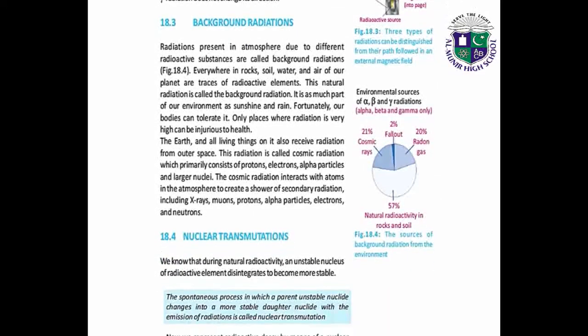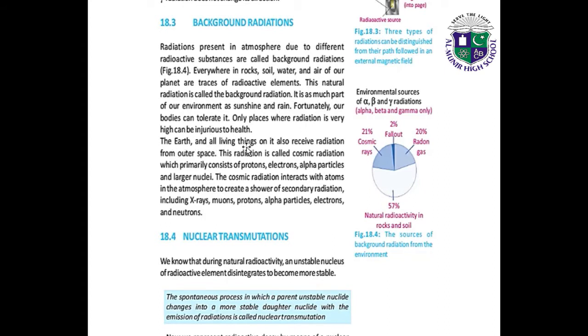Next students, we have 2 small definitions. What are background radiations and cosmic radiations? Radiations present in the atmosphere due to different radioactive substances are called background radiations. Everywhere in rock, soil, water and air of our planet are traces of radioactive elements. This natural radiation is called the background radiation.